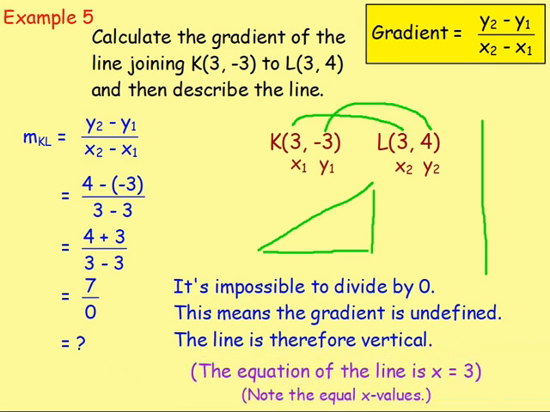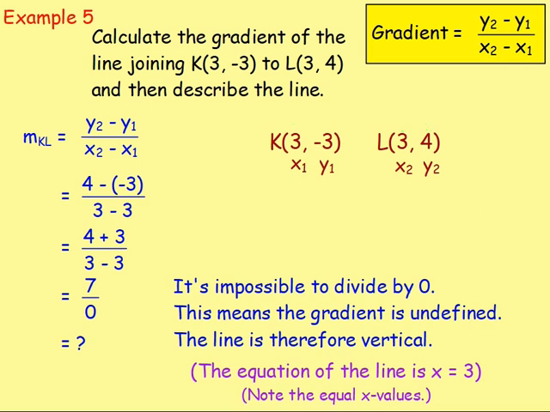If you were asked to go a little bit further and get the equation of that line, for the equation of the line, always have a look to see if either the x values or the y values are equal. Here, you've got an x value of 3, and also over here, you've got an x value of 3. These two x values are equal. If the x values are equal, the equation of the line is therefore x equals whatever that number is. So it's just going to be x equals 3.